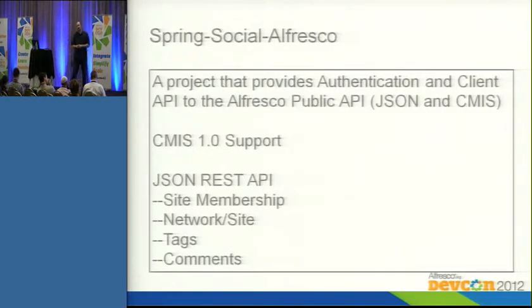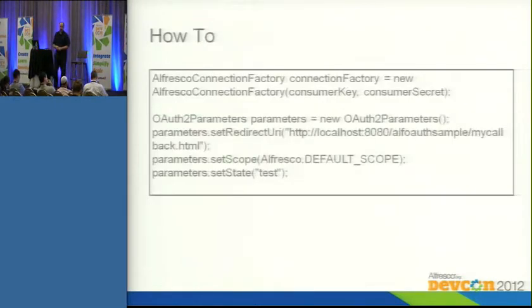Spring-Social-Alfresco is a project that we started for the public API. It is not supported by Alfresco; it's supported by the community. If you're interested in being involved with it, using it, and making it better, we're more than happy to have you join up with us. It supports both the RESTful JSON API as well as CMIS. It has CMIS 1.0 support. When the cloud moves to 1.1, we'll be able to quickly switch that, and you'll be able to continue to use it.